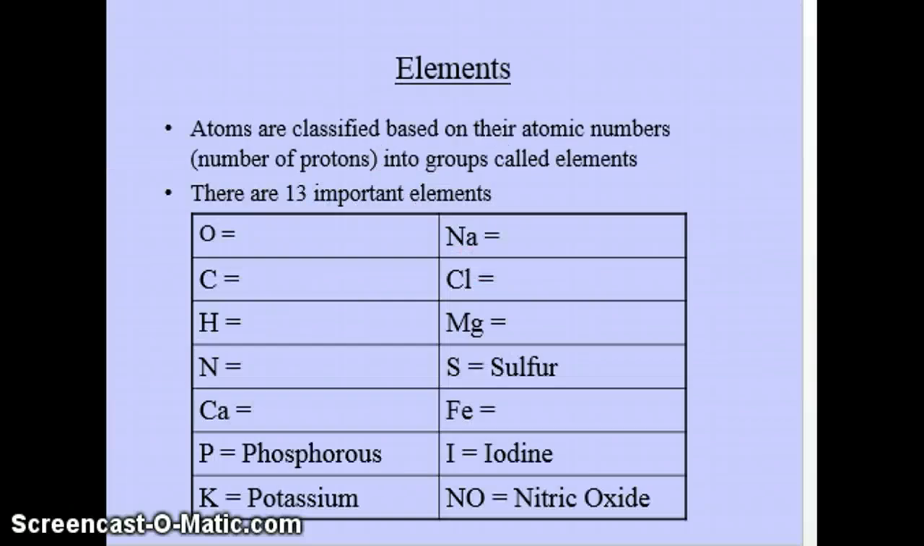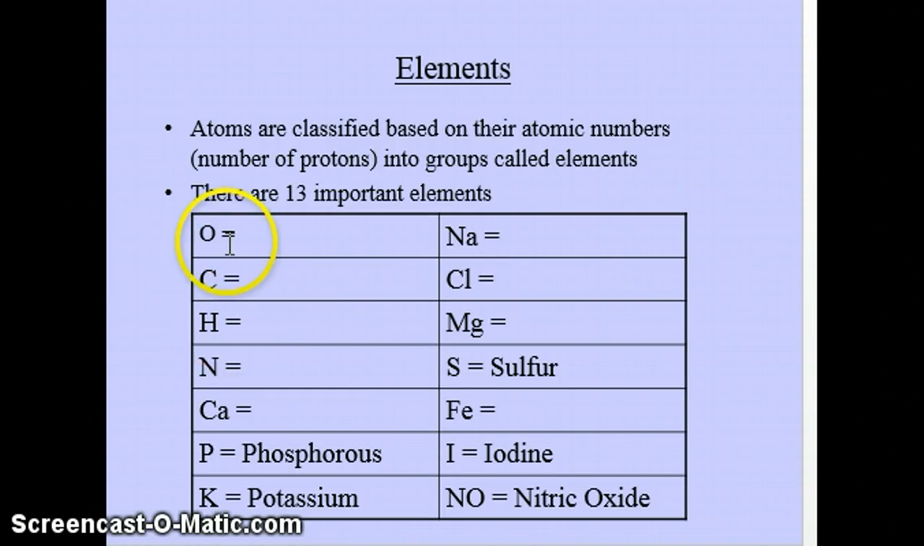Now, here are the important elements I want you to remember. We have oxygen, carbon, H is hydrogen, N is nitrogen, Ca is calcium, P is phosphorus, K you have to know as potassium or kalemia, Na is sodium, also known as natremia. Again, that's natremia. Cl is chlorine, not chloride, chlorine. Mg is magnesium. S is sulfur. Fe is iron or ferrous. I is iodine. And NO is nitric oxide.